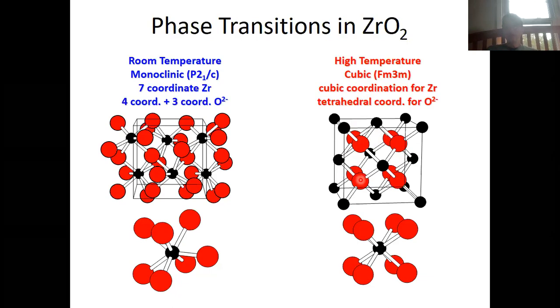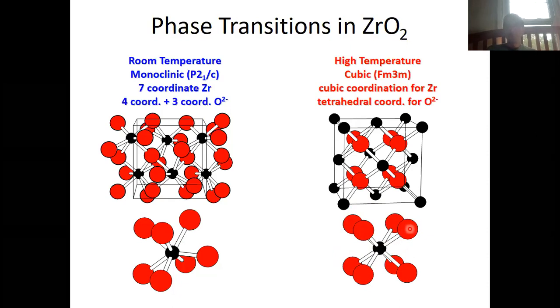So for that reason, now the zirconium is surrounded in a cubic fashion, okay? But only 50% of these cubes are centered with zirconium. The other 50% are just empty, because the fluorite structure can be conceived as a defect cesium chloride structure. So this gives rise to the opportunity of oxide ion migration.